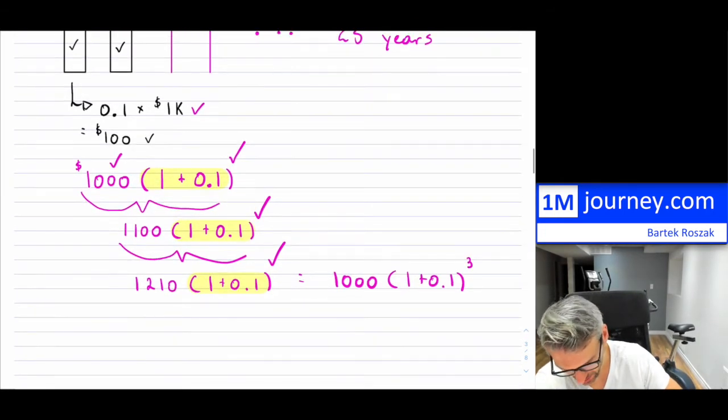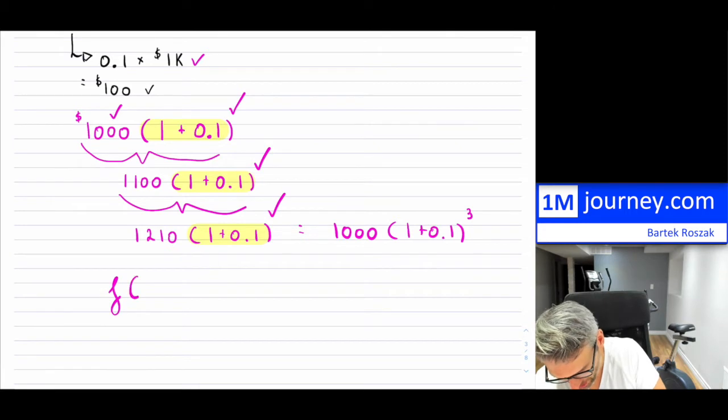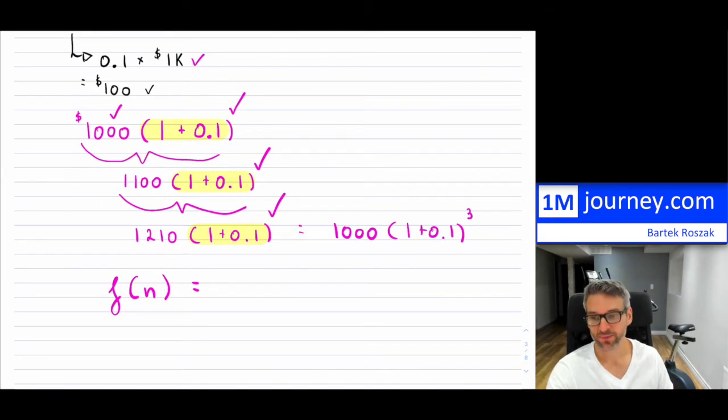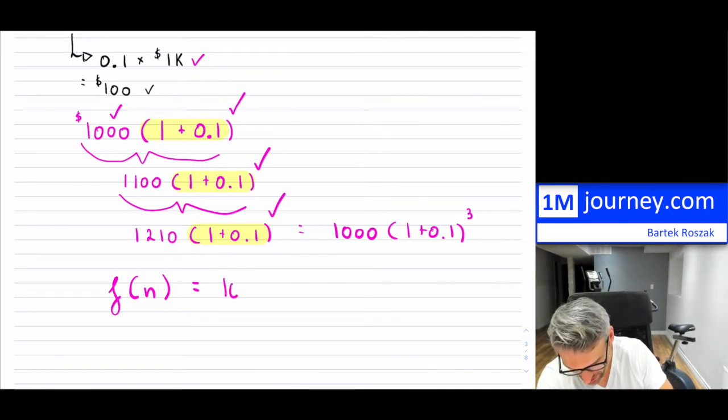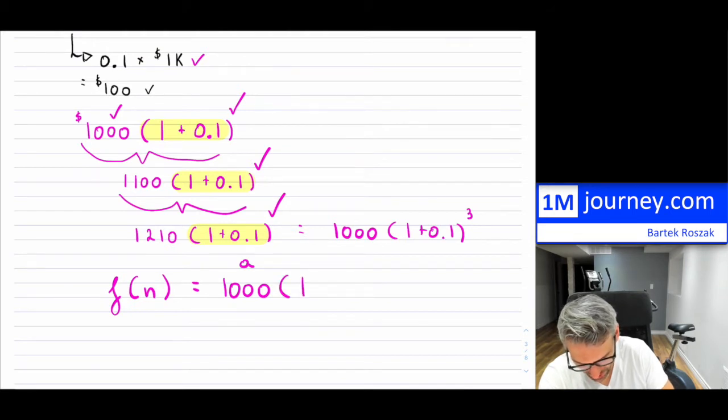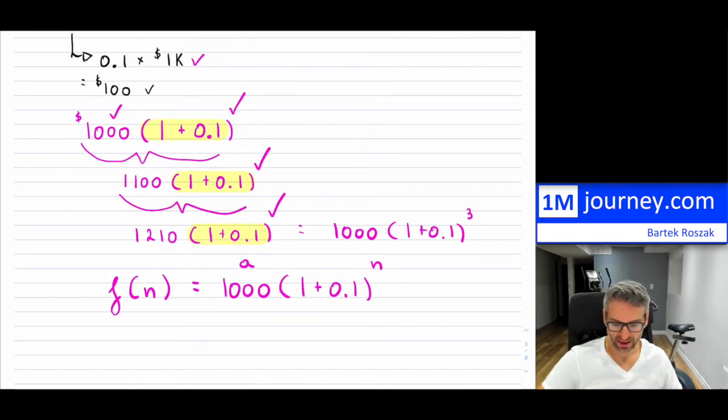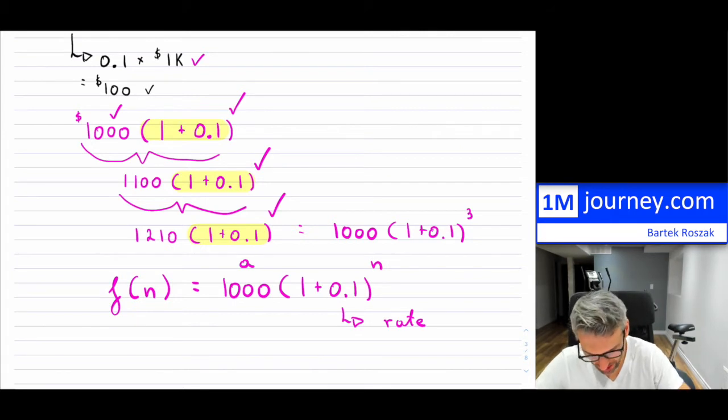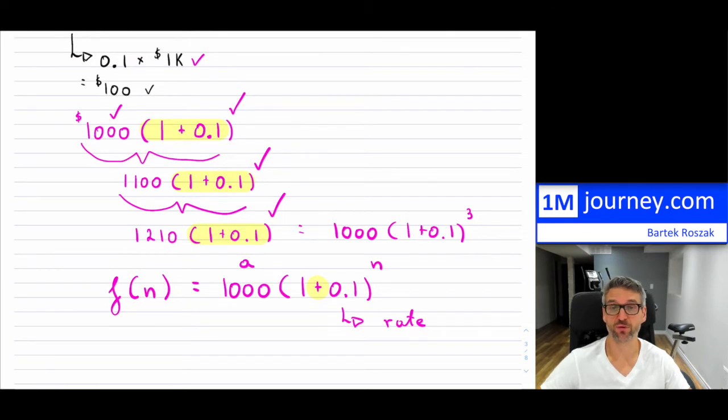My initial investment within here, so my function, I'm going to write n instead of x, because it's more relevant: number of years. So the function for this investment would become $1,000, which is your initial amount, your A. Now my B is 1 plus the 10%, and then this is raised to the n. So this is your r, which is your rate of growth. And the growth is simply shown with this plus. That's what you will remember from exponential functions in terms of growth.